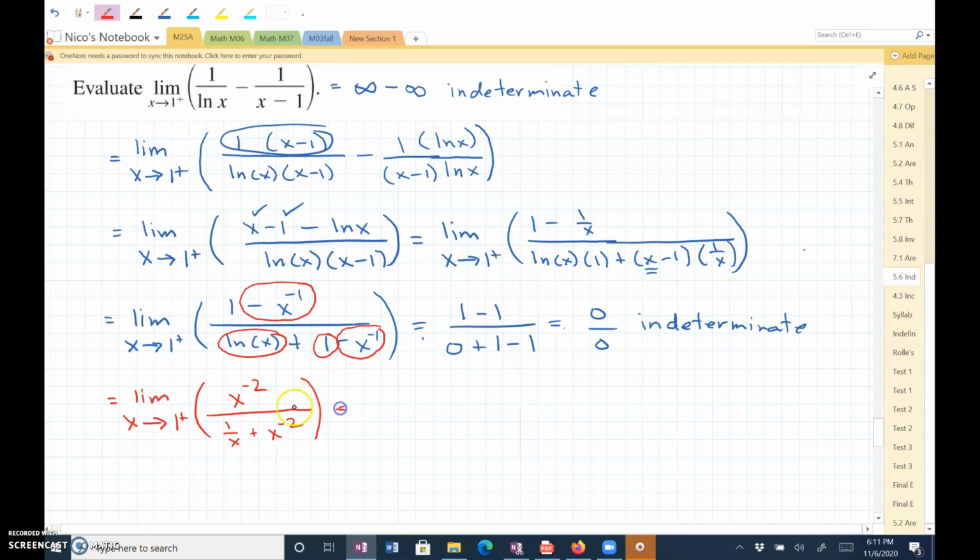Now, when you plug in 1, 1 to any power is still 1. 1 over 1 would be 1, plus 1 to any power is 1. So this is going to end up being 1/2.